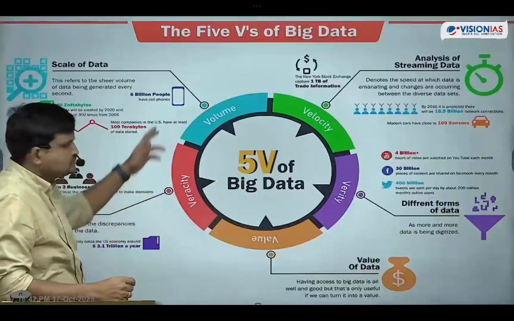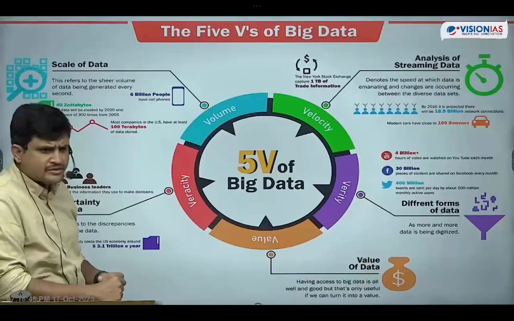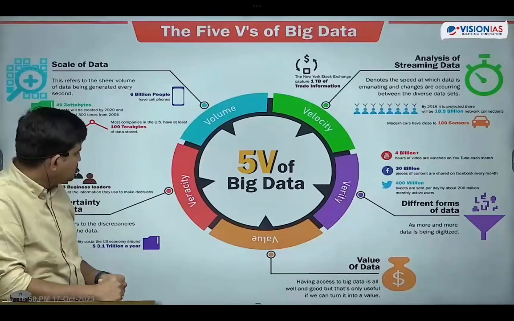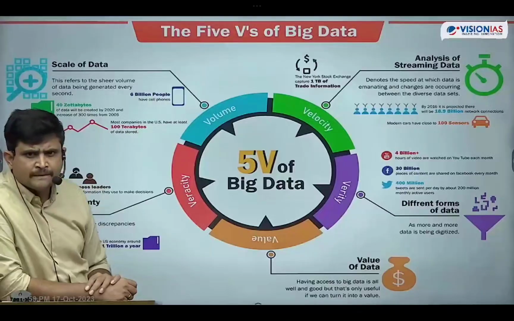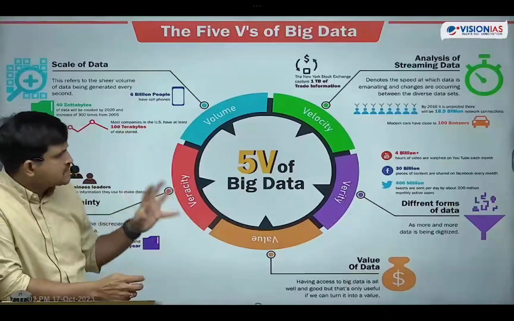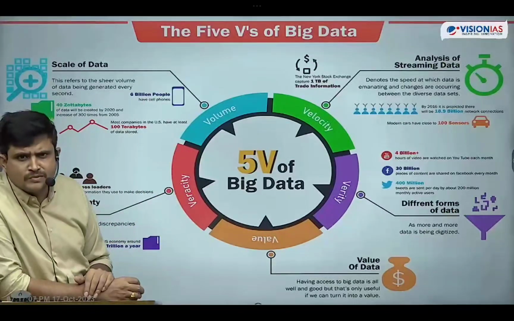That is what the 5 V's mean: velocity, variety, value, veracity, volume. These are the 5 characteristic features of big data. These 5 characteristics can be utilized perfectly with the help of quantum computers or super fast computer systems.